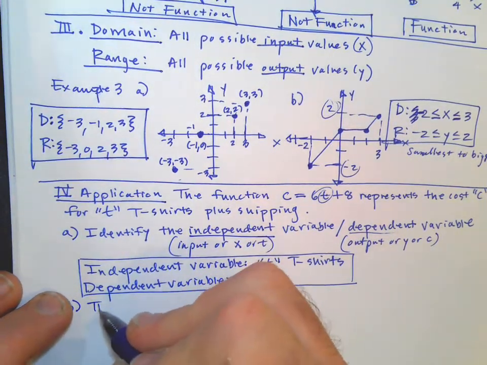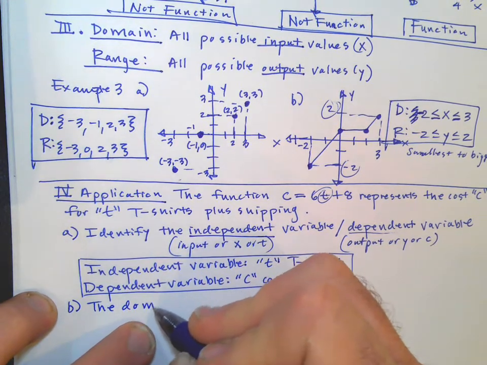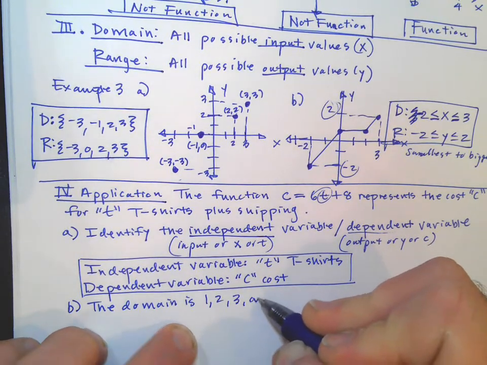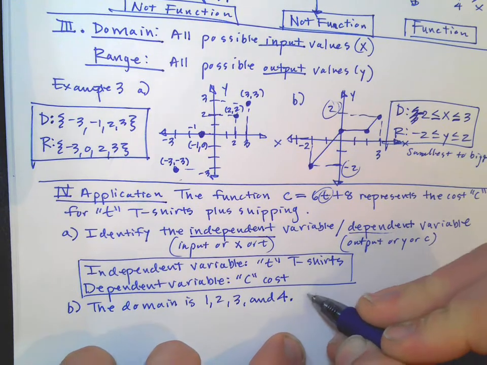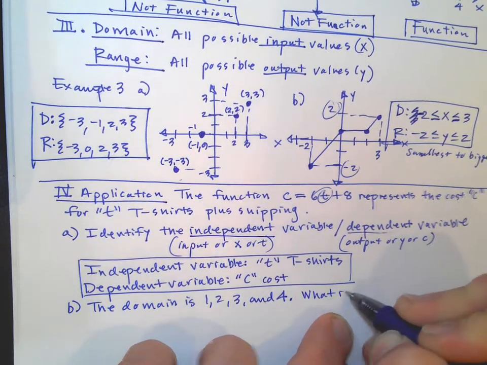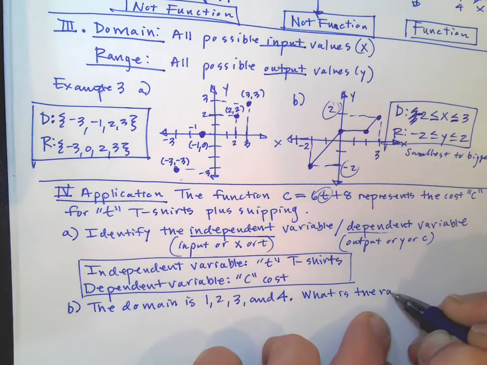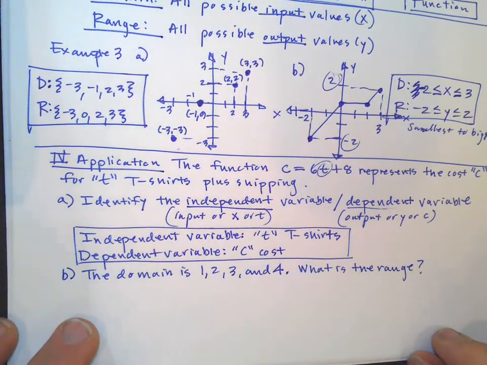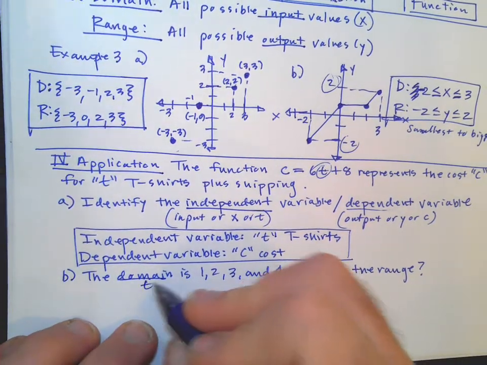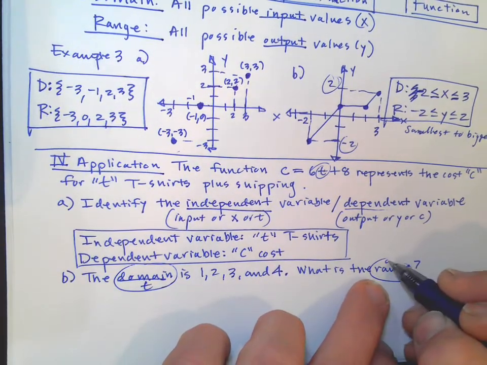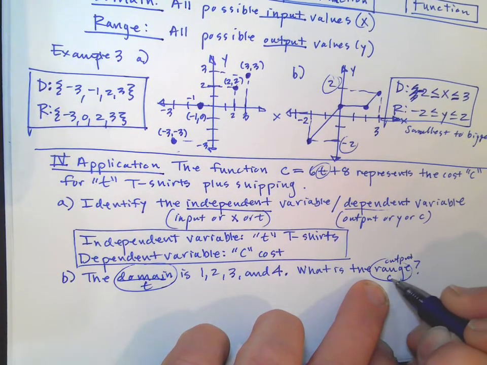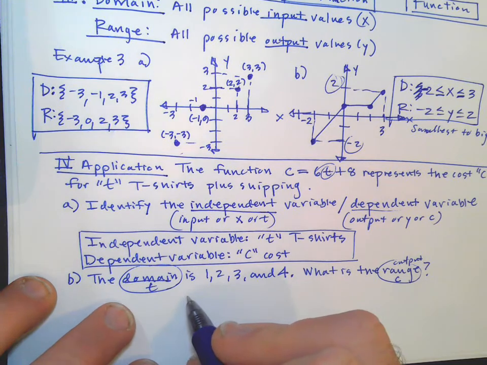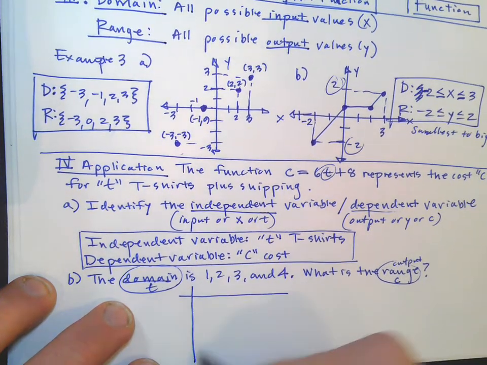B, this is still connected to this problem. The domain is 1, 2, 3, and 4. What is the range? They're giving you the domain. They want to know what the range is. So they're giving you the t values, the inputs, and they want to know what the outputs are, the cost that goes with those t values. So an input-output table is a handy way of figuring this out and showing your work.